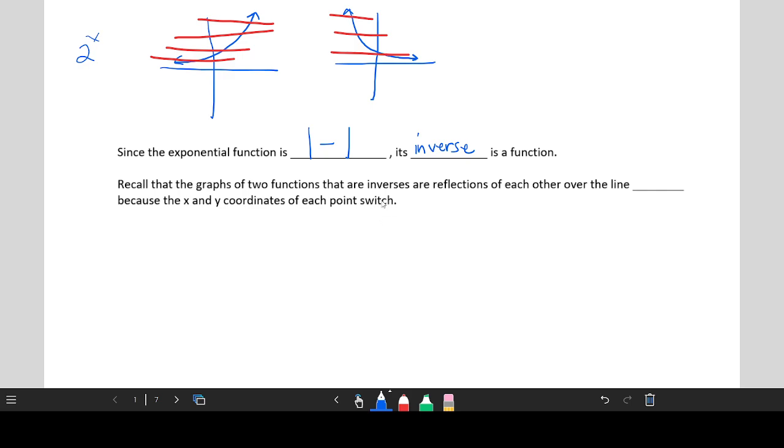Back when we discussed inverse functions, we discussed that their graphs are reflections of each other over the line y equals x. That's because to graph the inverse, we're taking each point on the first function and switching the x and y coordinate at each point, and then the resulting function is the inverse. So let's use that to graph the inverses of some exponential functions and see what this inverse function is going to look like graphically.